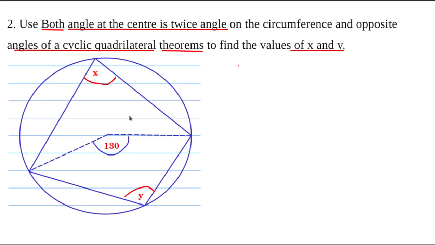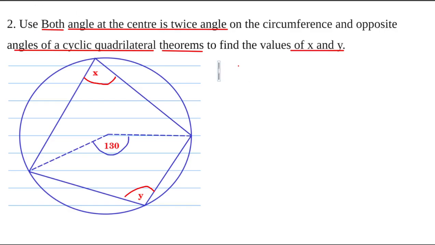But they are both unknown, so it's not helping us yet. So let's try the other theorem, which we were told to use. Angle at the center, 130 degrees. And then the angle at the circumference corresponding to the 130, it's x. So half of 130 should give you x.